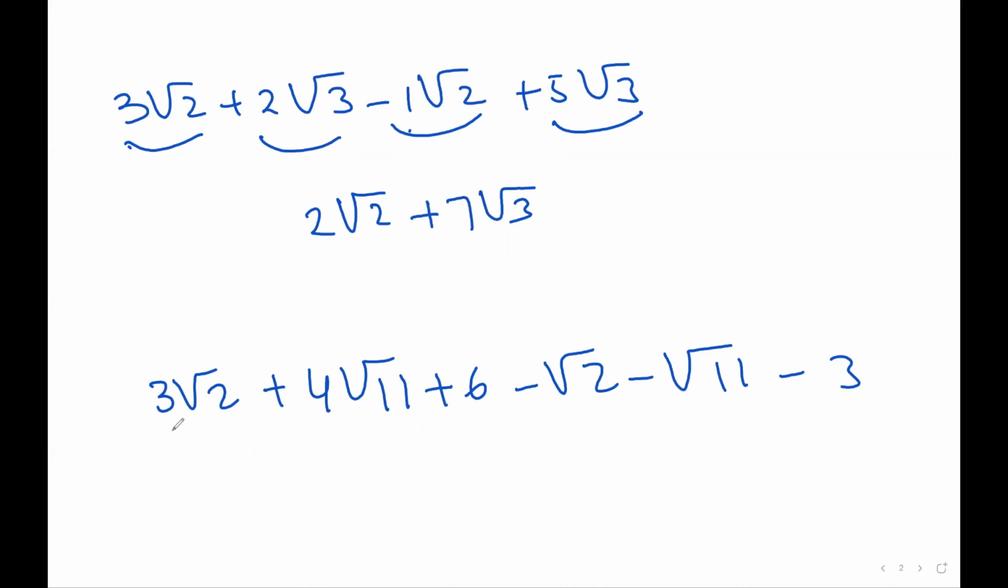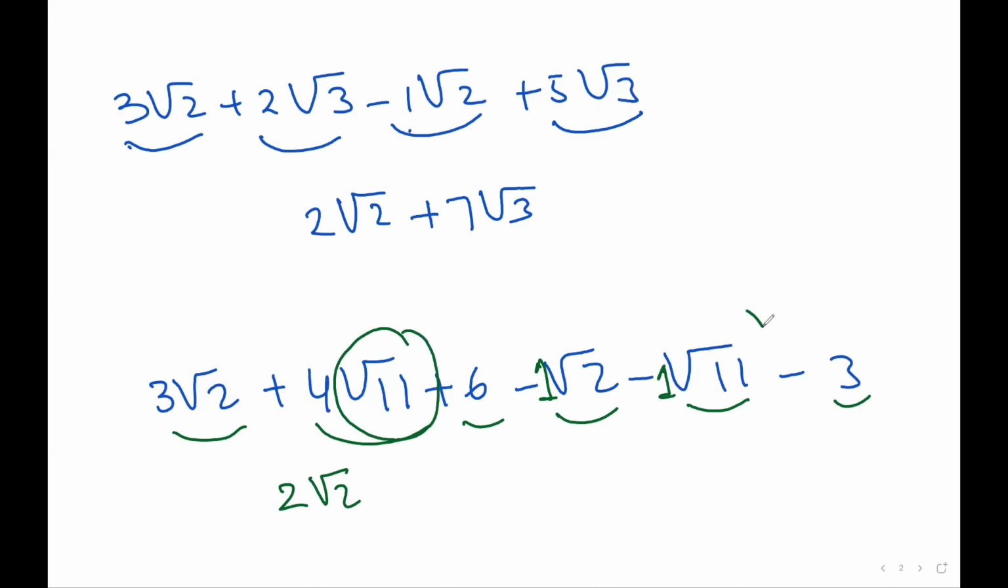Here again grouping is needed. This will be grouped with this, this will be grouped with this, and this number will be only grouped with this number. So 3 root 2, nothing over here means 1. 3 minus 1 is 2 root 2.